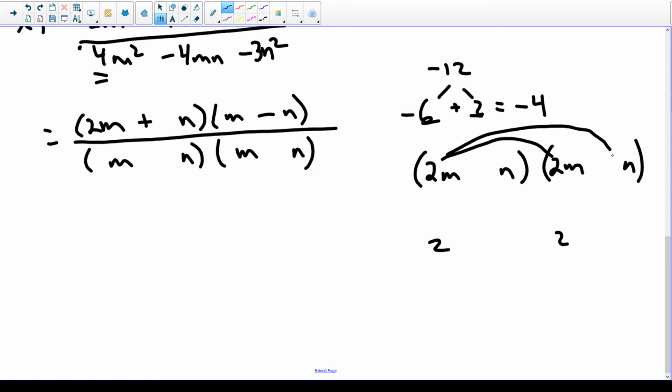2 times what equals negative 6? That would be negative 3. And 2 times what equals positive 2? That would be positive 1, so just a plus will do. And now I factored out that bottom trinomial as well.